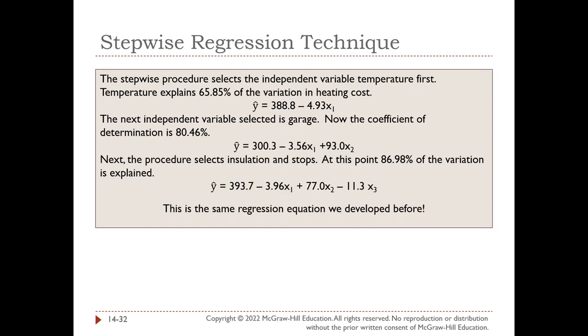So here we go. The stepwise procedure selects the independent variable temperature first. Temperature explains 65.85% of the variation in heating cost. The next independent variable selected is garage. Now the coefficient of determination is up to 80.46%. Next, the procedure selects the insulation and stops. At this point, 86.98% of the variation is explained. This is the same regression equation we just developed before.